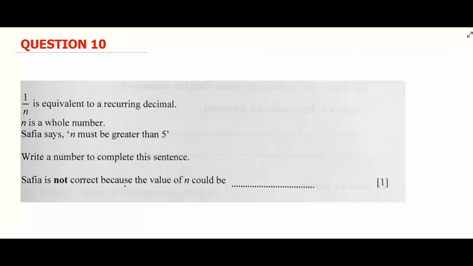Safia is not correct because the value of n could be, if you have 1 out of n, the value can also be 1 out of 3. If you convert this to a decimal, 3 goes in 1, you have 0 point, you add 0 here, you have 10. 3 goes in 10, you have 3, remainder 1. You add 0 again, you are back to 10. So 3 goes in 10, you have 3, remainder 1, and you keep on having this. So the value of n could also be 3, and 1/3 is a recurring decimal number.